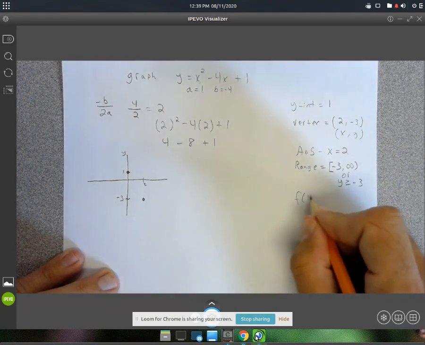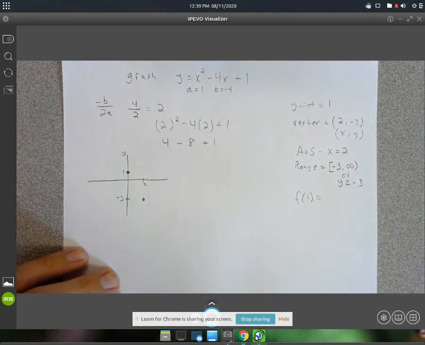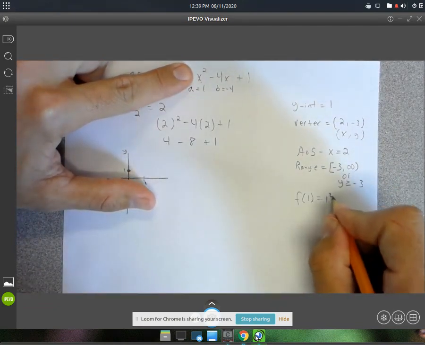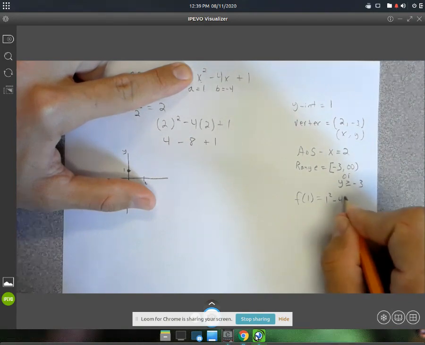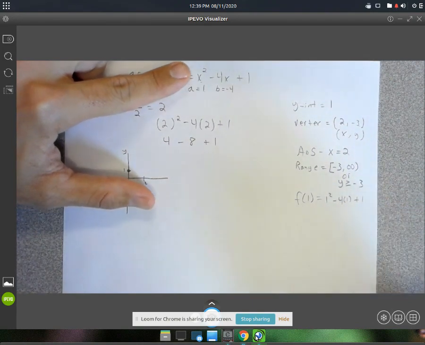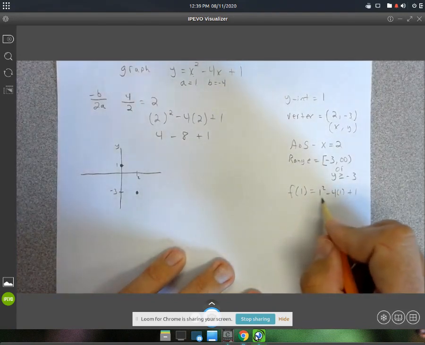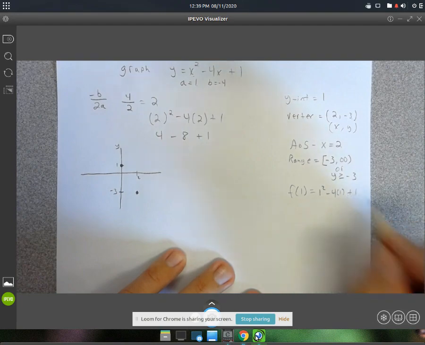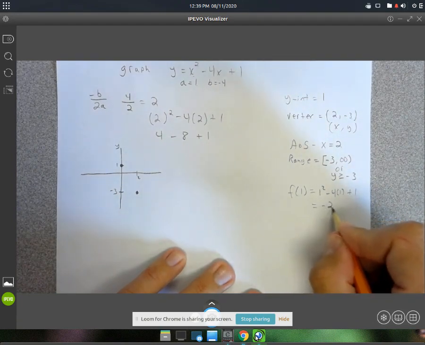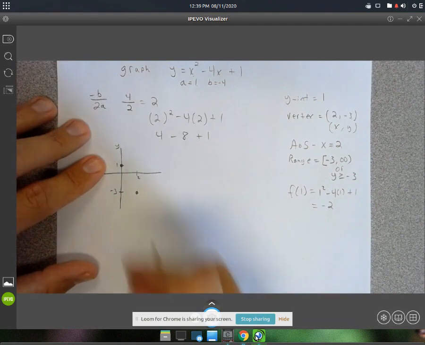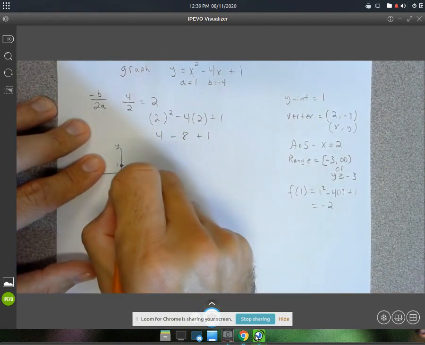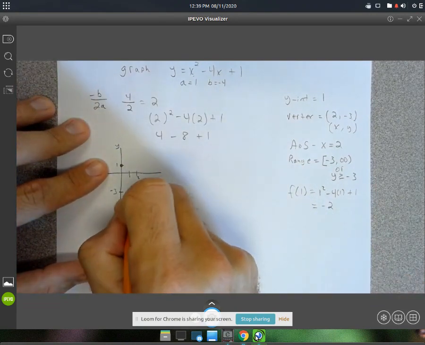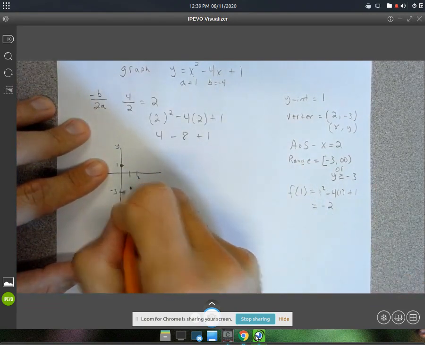So I'm going to find f of 1 in this case. So I'm just going to be plugging in 1 for x. All right, that's going to be 1 squared minus 4 times 1 plus 1. 1 squared is 1. 1 minus 4 is negative 3. Negative 3 plus 1 is negative 2. So I know that at 1, the value is going to be negative 2 for my y value. All right, so that's going to be somewhere in that neighborhood right there.